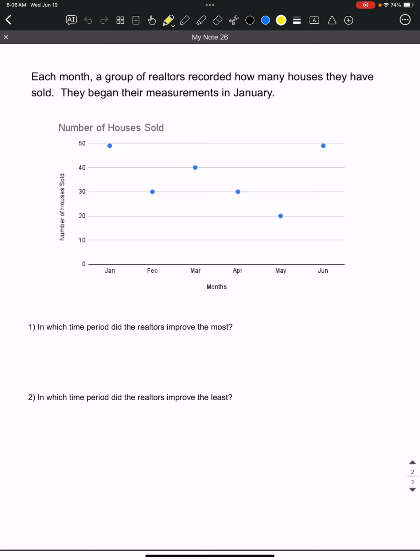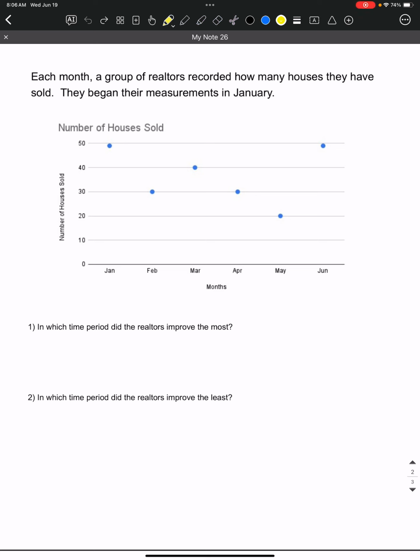So notice that in January and June, those were their best months because those dots are higher up on the graph. Alternatively, looks like May was the worst month because that dot is the lowest on the graph. Okay, so let's use this graph to answer the questions.